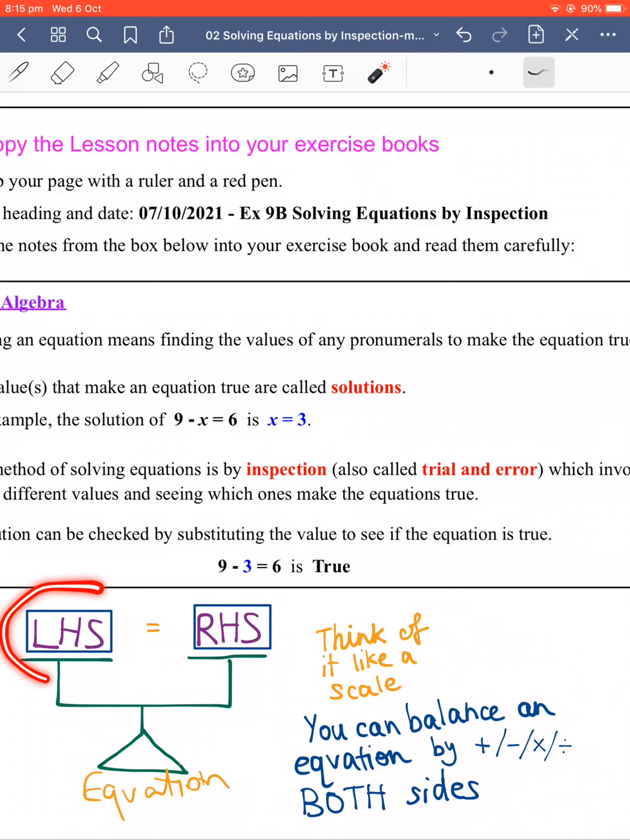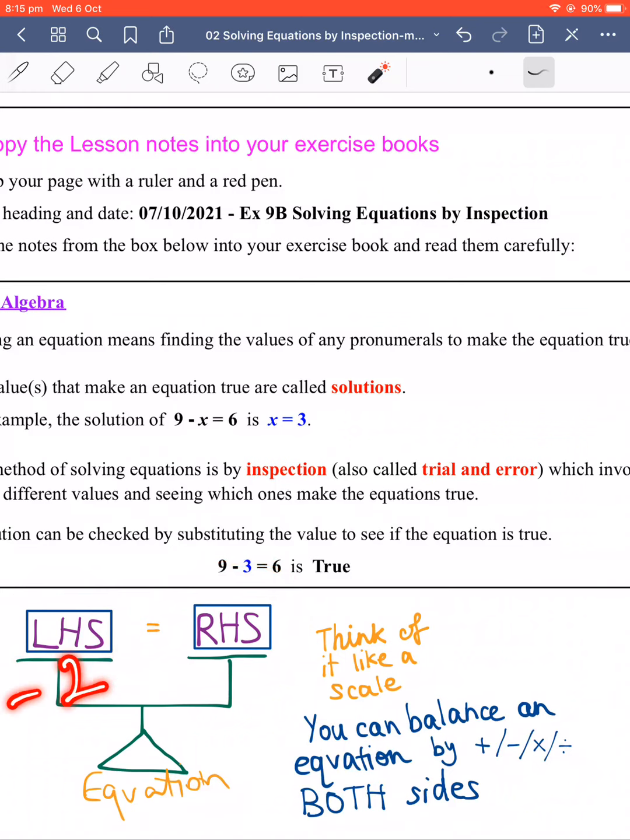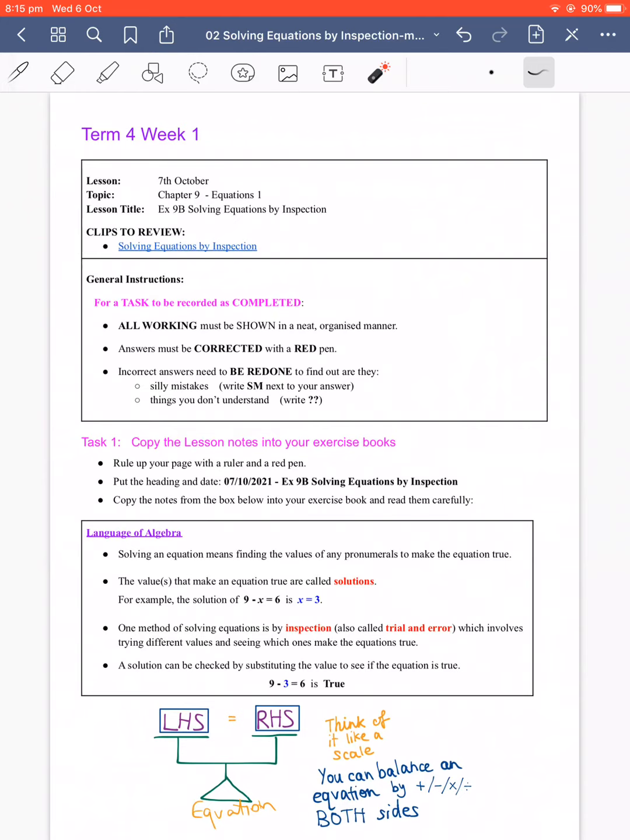So if I wanted to get rid of 2 on my left-hand side, I have to take away, so I have to minus 2 on the left-hand side. I have to also do it on my right-hand side. If I had to divide by 3 on my left-hand side, I would also have to divide by 3 on my right-hand side. Now hopping on to our questions.